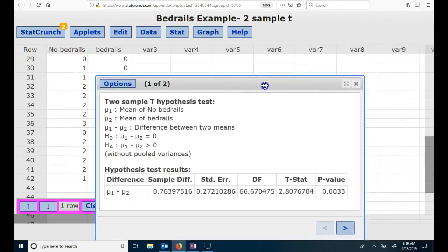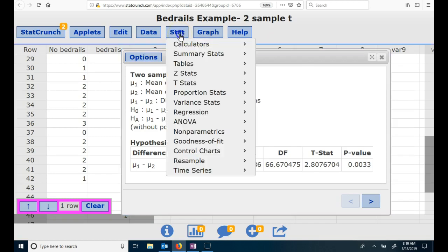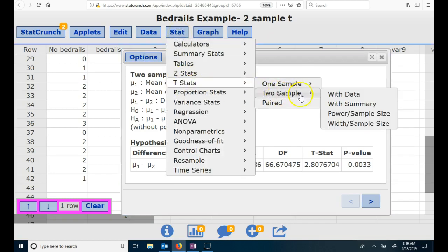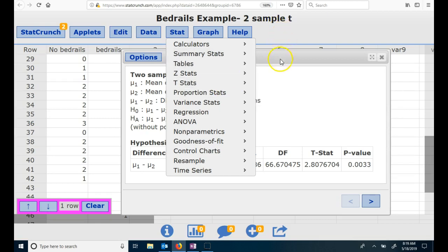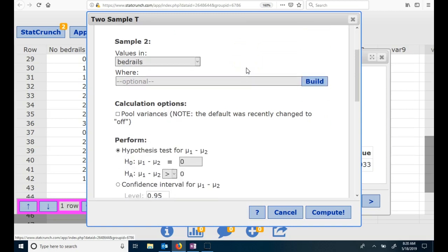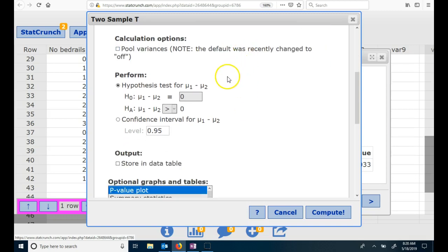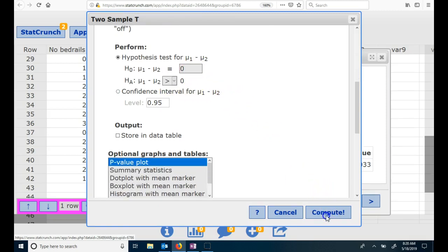So let me just review what exactly we did. I went in first to Stat, went down to T Stats, Two Sample, and in this case I had data. Sometimes you might actually do it with a summary. Summary means that you're given summary data. Then, once I got into my menu, I put sample 1, made sure that sample 1, which was my mu1, was in the values for sample 1, and then for sample 2, I made sure that my sample 2 was the same one. Pooled variances, notice that we turned that off. And then I put in my null and my alternative hypothesis. And then I went in and I computed.